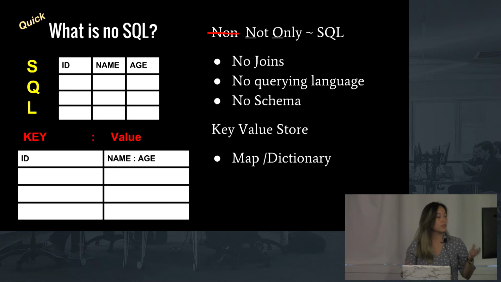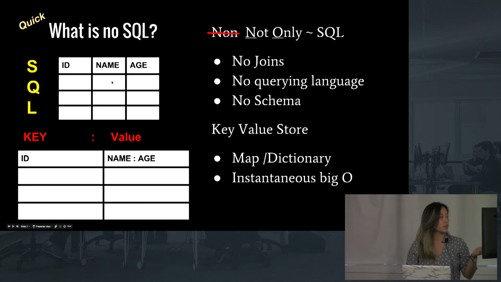And it makes you think about how you want to store your data, because when you create your table, it would look very different when you have a key and a value, because you have to think about how am I going to retrieve this data. And since it's a key and a value, it's an instantaneous big O versus querying and joining tables. And this is where Redis gets its reputation for being extremely, extremely fast.